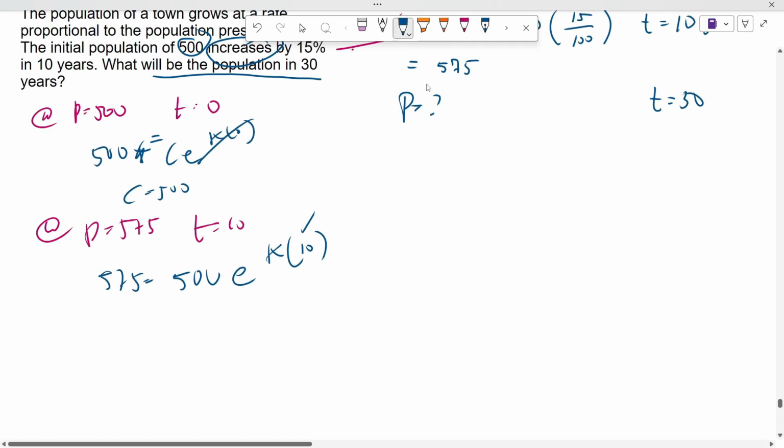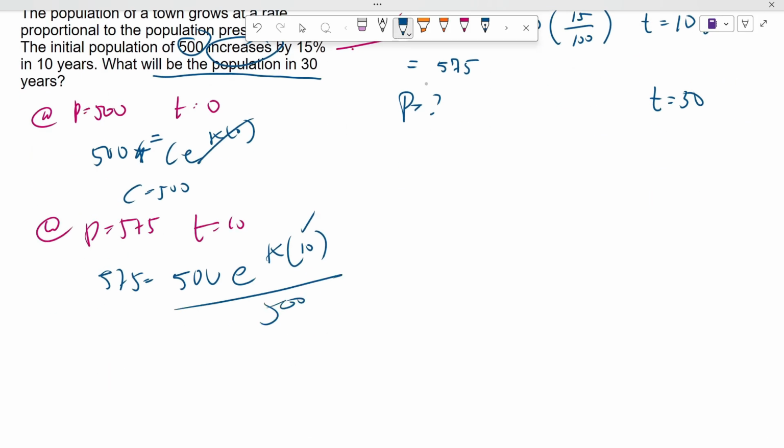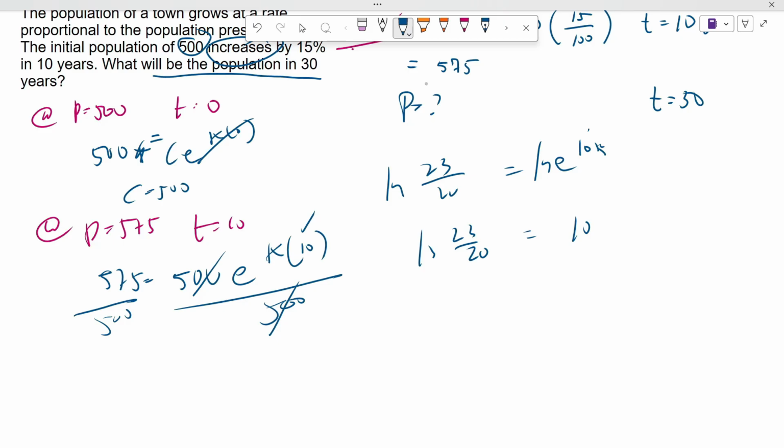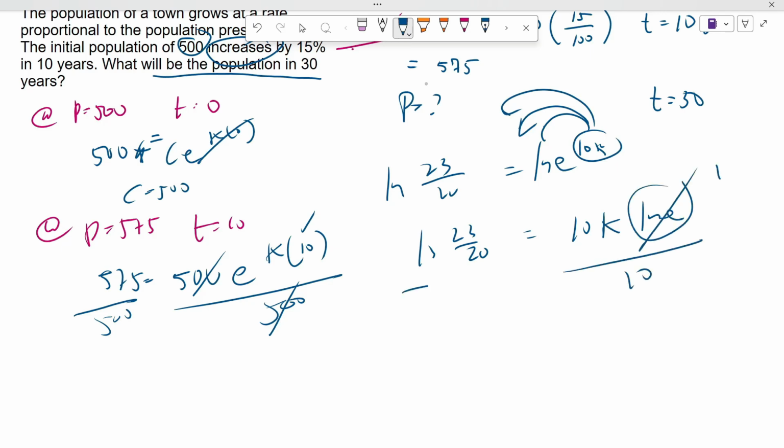So what do we do next? Divide by 500. Cancel. So 575 divided by 500 is 23 over 20, equals e^(10k). So take ln of both sides: ln of 23 over 20. Then from the natural logarithm laws, the exponent goes to the front. So 10k ln e. ln e is equal to 1, just 1, guys. Try ln e on your calculator, it gives just 1. So divide by 10.